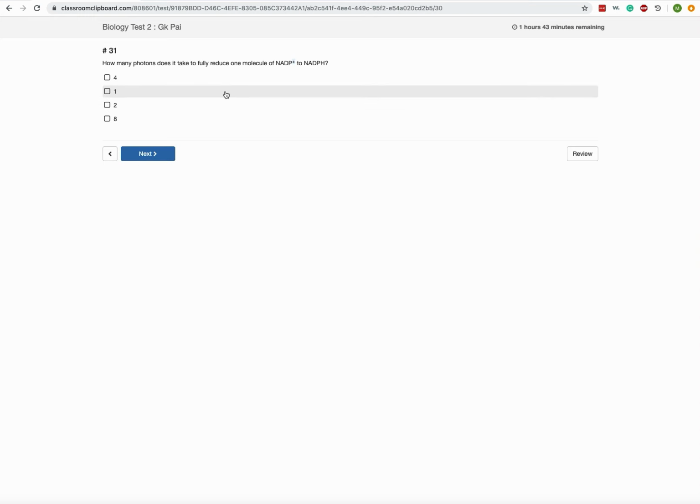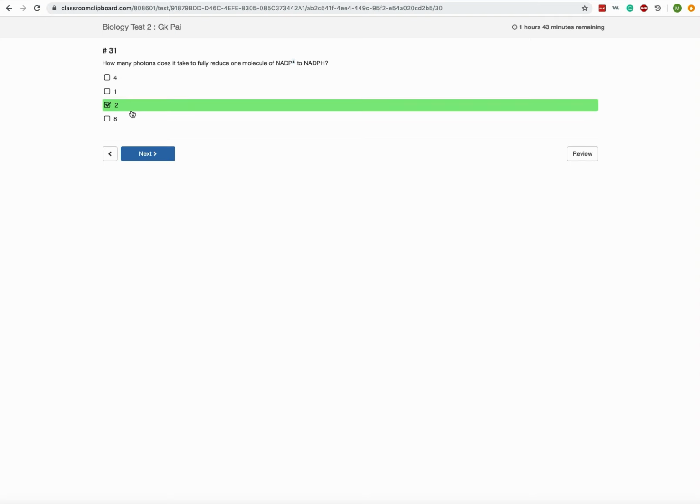How many photons does it take to fully reduce 1 molecule of NADP to NADPH? That would be 2, because it's going to get a hydrogen, and that hydrogen is going to have an extra electron. So it's going to have 2 total electrons. Yeah, each photon represents 1 electron.